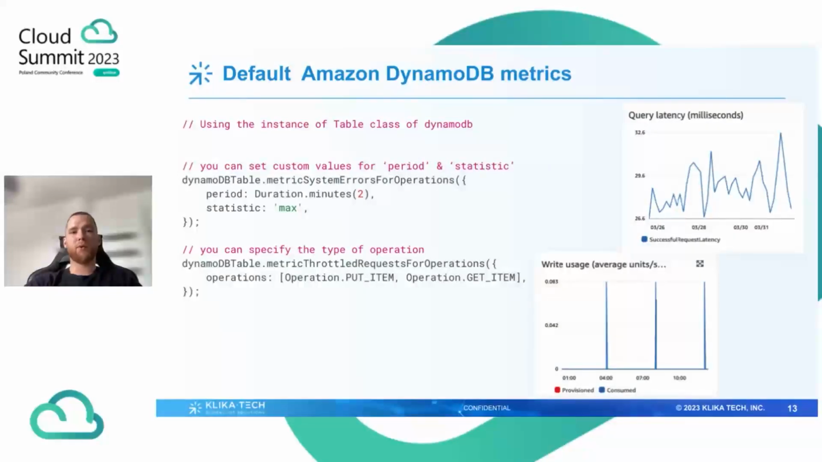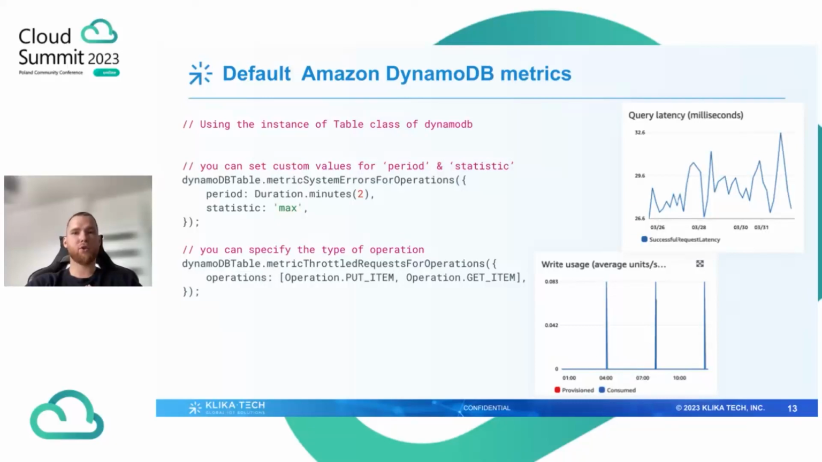When working with Amazon DynamoDB, it's crucial to monitor the performance and health of your tables to ensure they are running smoothly. Fortunately, DynamoDB comes with a set of default metrics that you can use for this purpose. Let's take a look at some of the most common ones. And let's begin with consumed read capacity units and consumed write capacity units metrics.